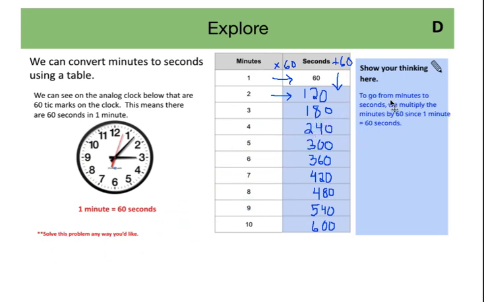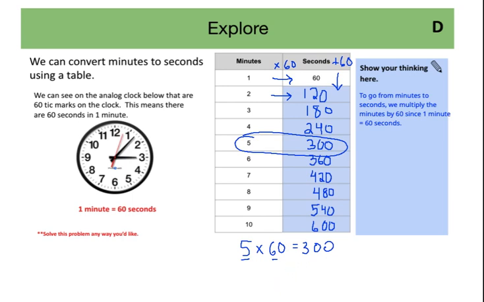So to go from that larger unit of minutes to seconds, we multiply the minutes by 60, since 1 minute is equal to 60 seconds. And we could quickly prove that with an easy number here, 5. If we do 5 minutes times 60 seconds for each minute, 5 times 6 is 30, and because 60 is a multiple of 10, we know that's going to give us the answer of 300 seconds.